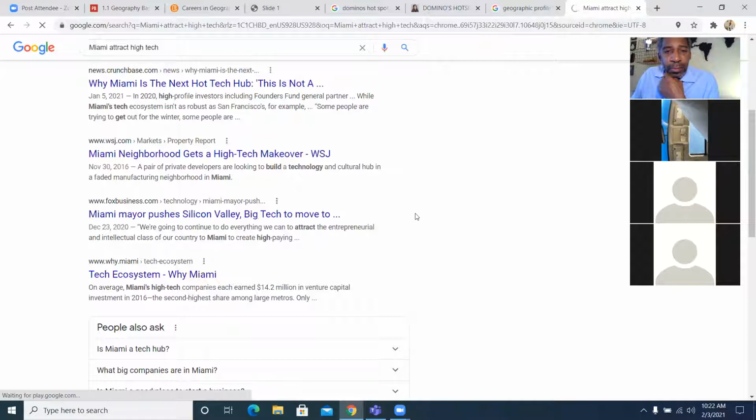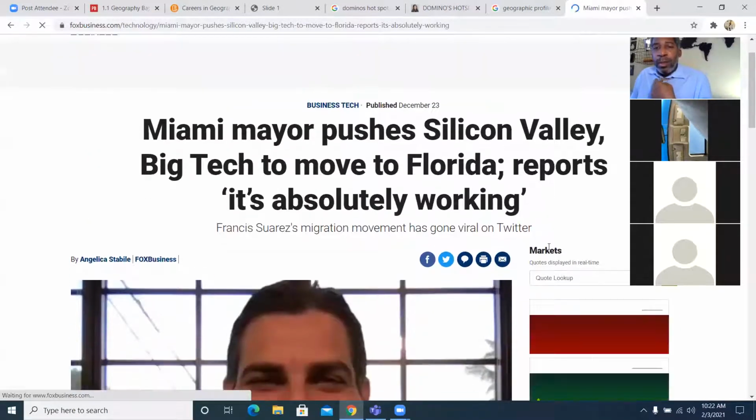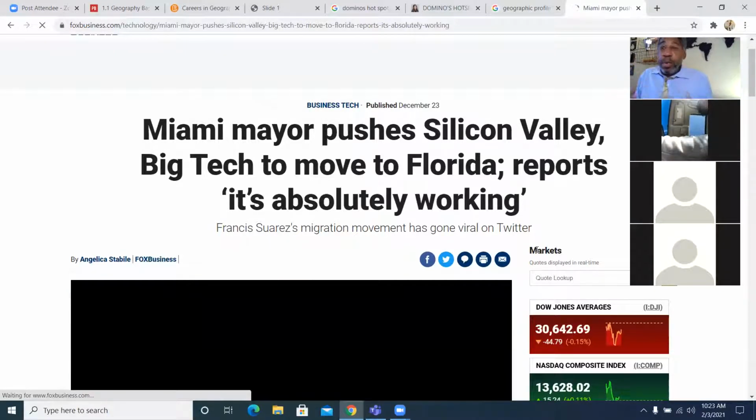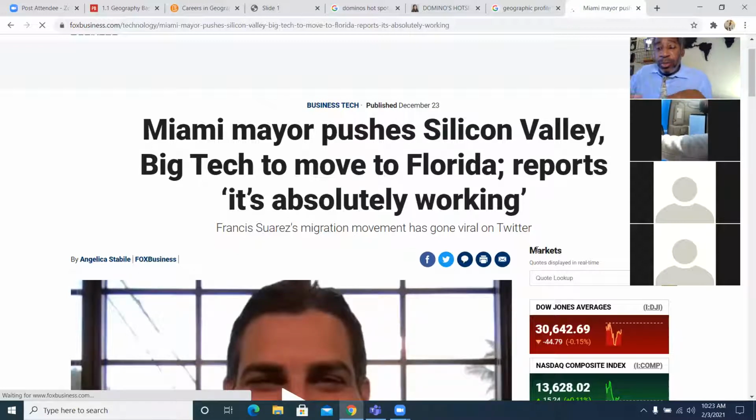So this whole idea of promoting urban areas, promoting cities towards certain business sectors is entirely steeped in geography. Because what the mayor of Miami has to do is convince these high-tech companies that have been in California all this time to go through the expense of moving to Miami. It costs money to move.